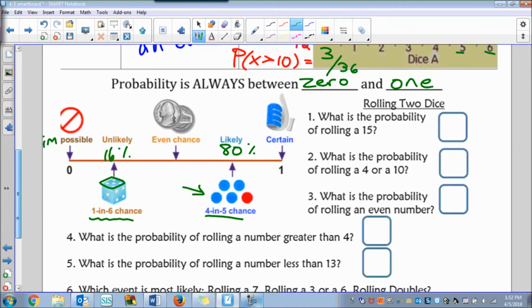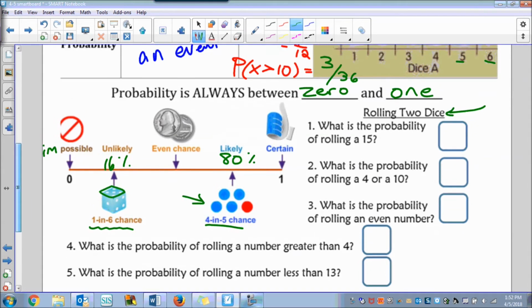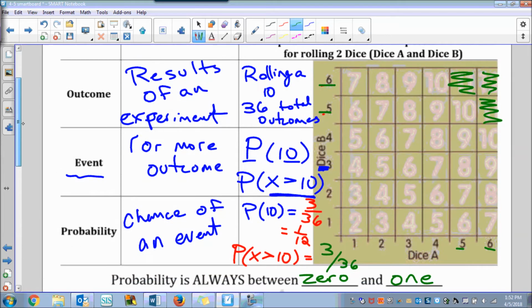All right, so now we're going to do these example problems. All of them are talking about rolling 2 dice, which is what this chart is talking about. This is showing the options for dice A, the options for dice B, and these are the possible rolls that we can have between both dice.